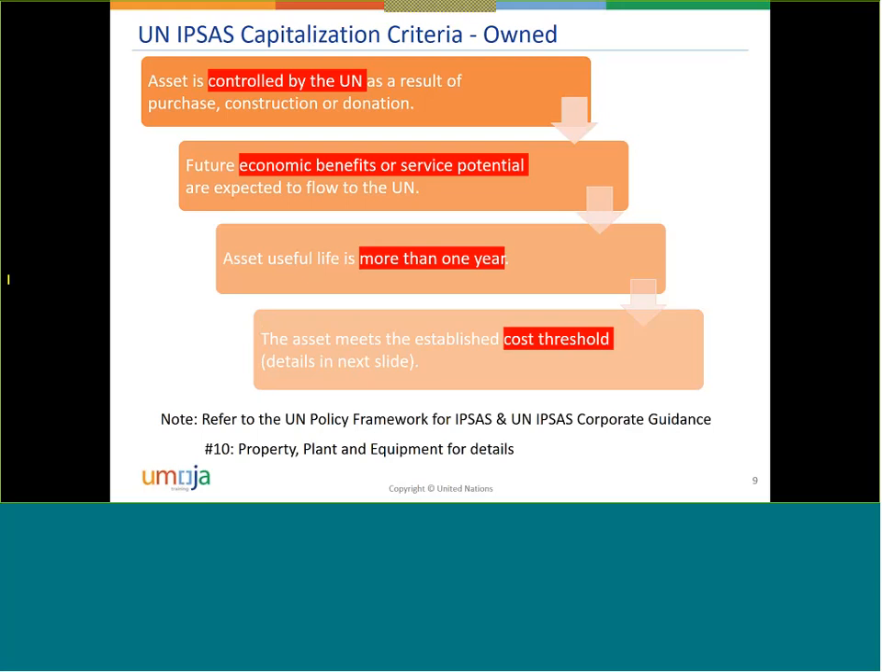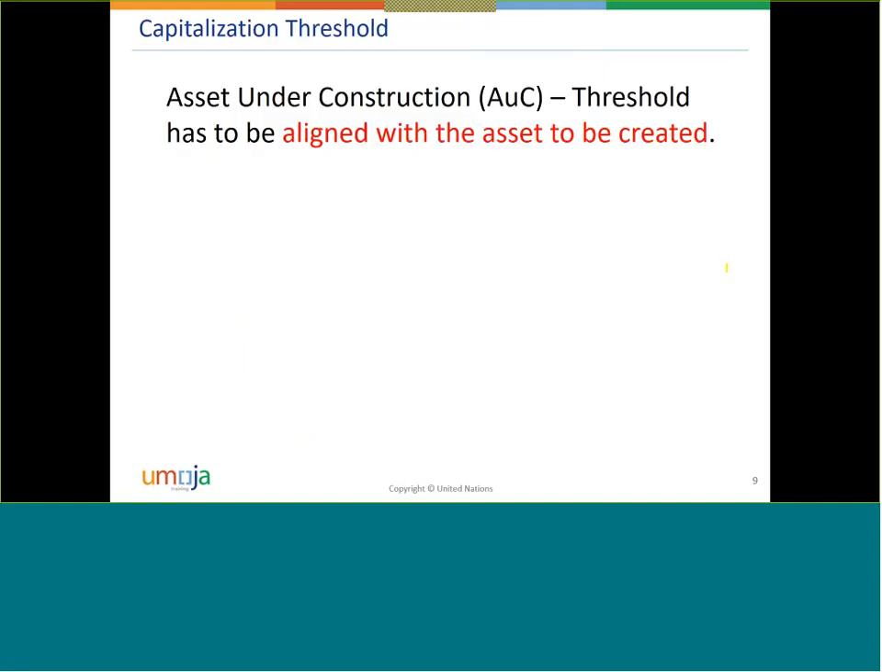What does this mean when we talk about capitalization threshold, when it comes to assets under construction? In an asset under construction, the capitalization threshold has to be aligned with the asset that is going to be created. For example, if our AUC is in progress to create a building, the capitalization threshold will be $100,000, meaning that we will only create the final asset if the total cost is above $100,000.